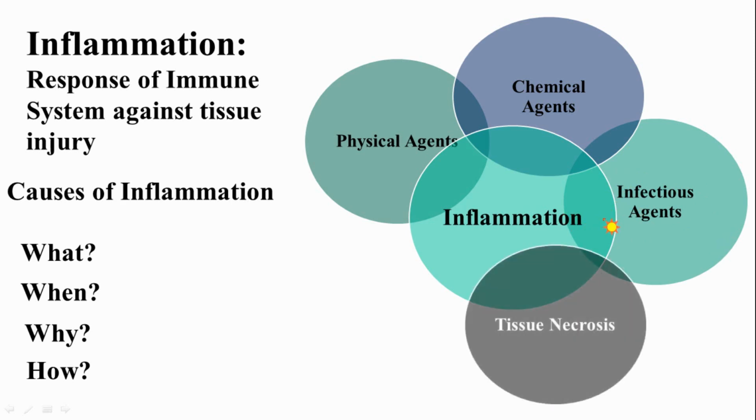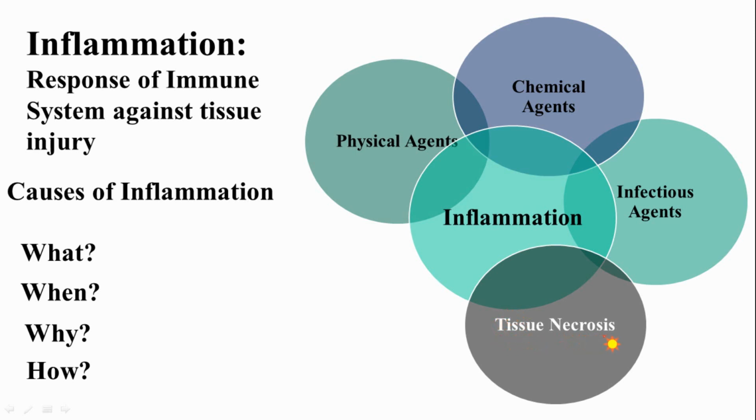Then next is tissue necrosis. Tissue necrosis can also lead to inflammation. So let's see what the meaning of necrosis is. Necrosis is cell death due to injury. What is necrosis? It's a phenomenon of cell death, and cell death because of injury is called necrosis. When it takes place in a tissue, it is called tissue necrosis. So what happens in tissue necrosis?